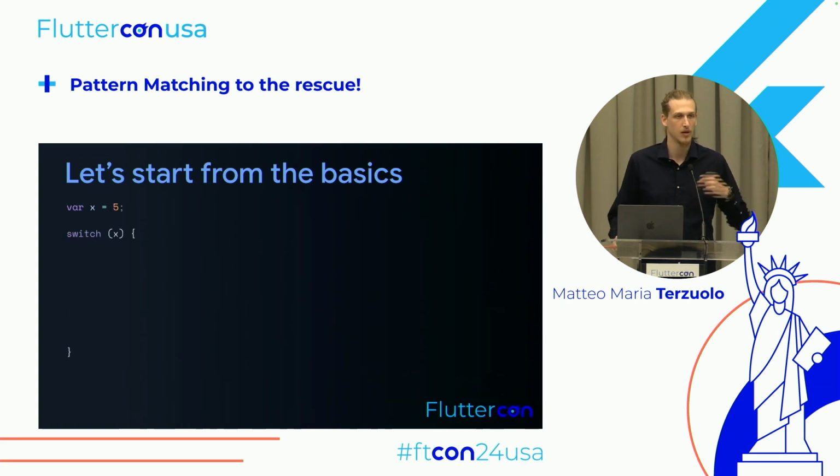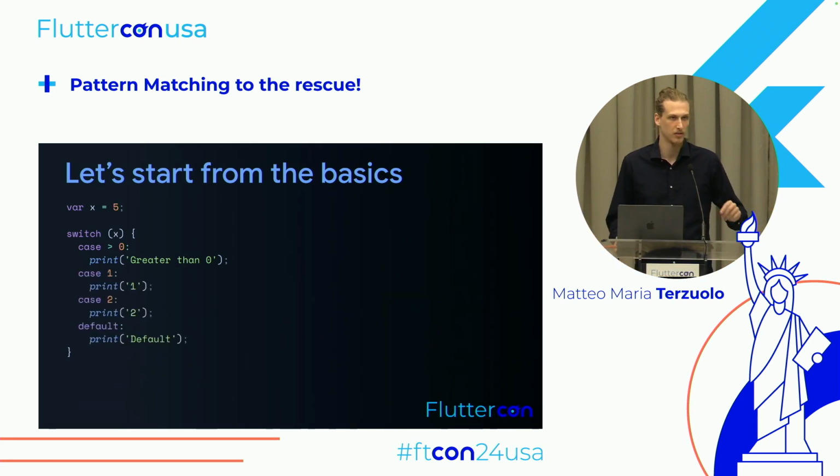How can we use a switch to handle all that logic? We have a switch that controls the variable x, and then we have, for example, a case to check if it's greater than 0, we print greater than 0. We have a case when it's 1, a case when it's 2, and a default case. This is just a simple switch that we all know, and it's nothing new, okay?